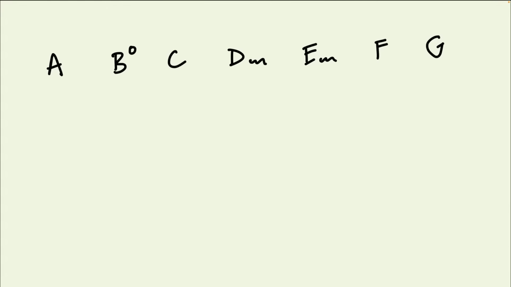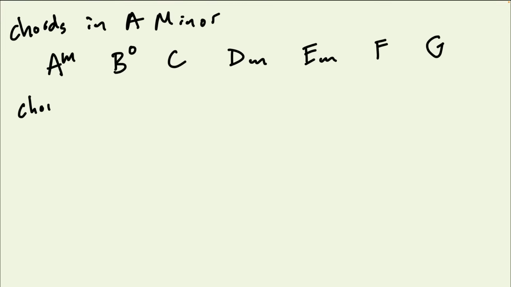So these are the chords in A minor. Pretty straightforward. Now, what about chords in A Dorian? Is it the same chords?